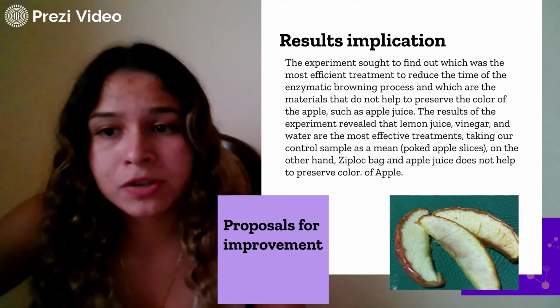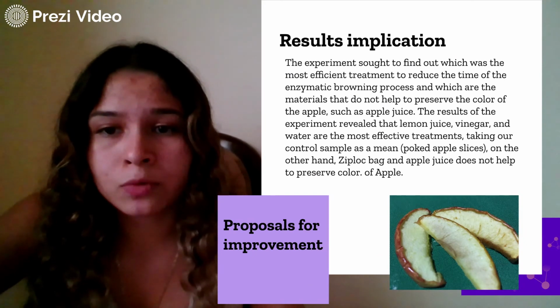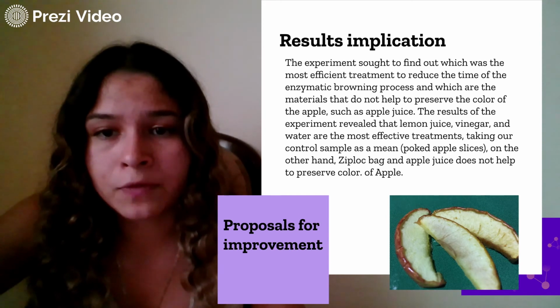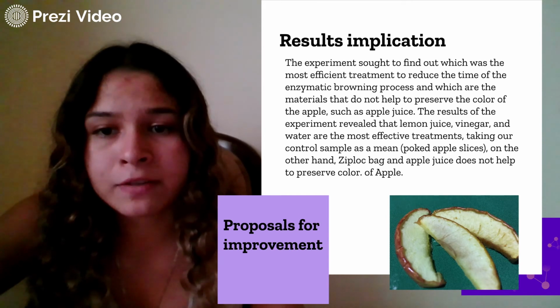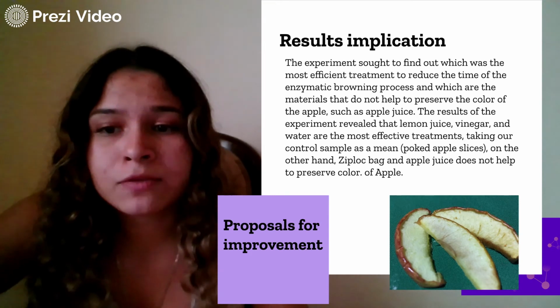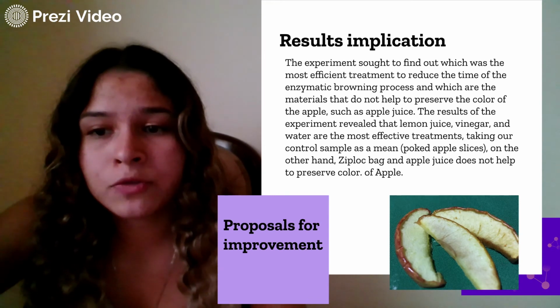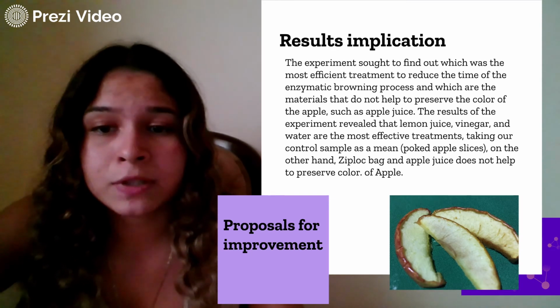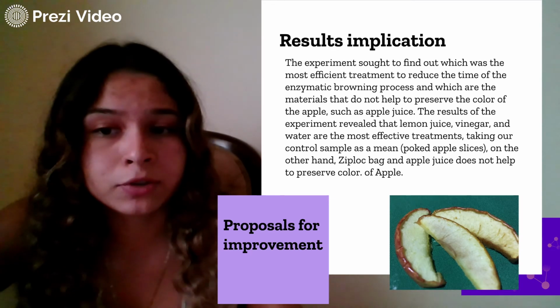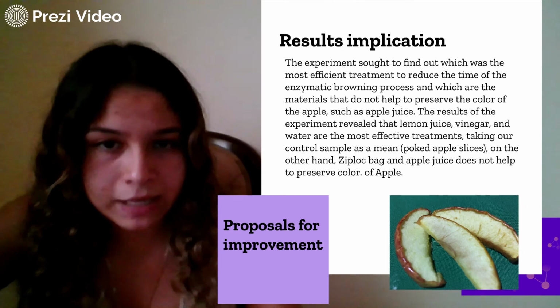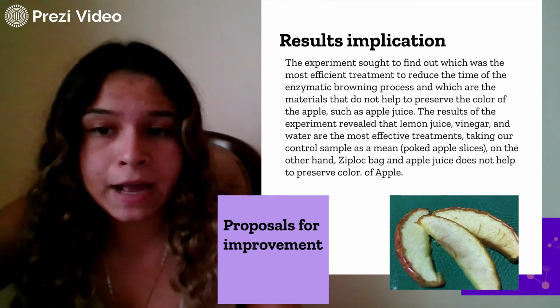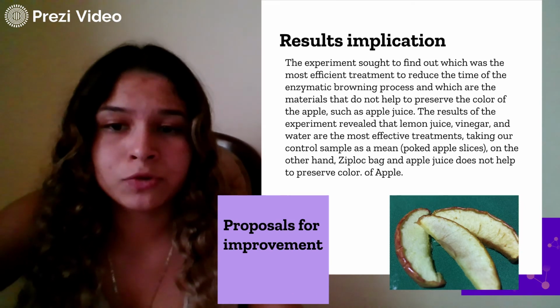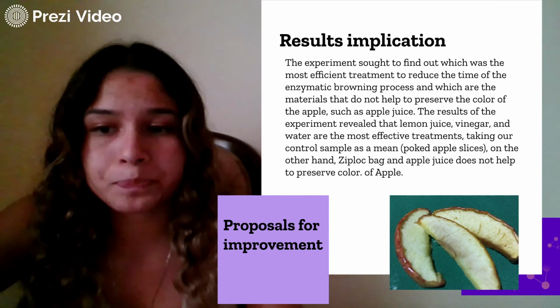And the conclusion: the experiment sought to find out which was the most efficient treatment to reduce the enzymatic browning process and which materials don't help to preserve the color of the apple. The results of the experiment revealed that lemon juice, vinegar, and water were the most effective treatments, taking the control sample as the plain apple slice. On the other hand, the Ziploc bag and apple juice don't help to preserve the color.